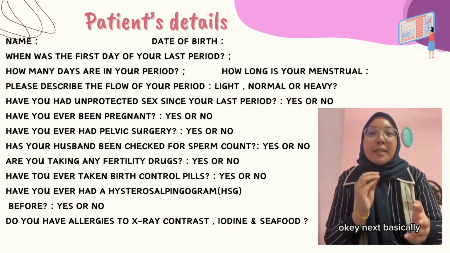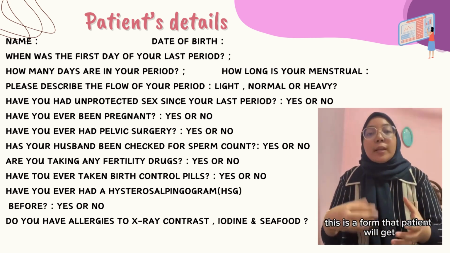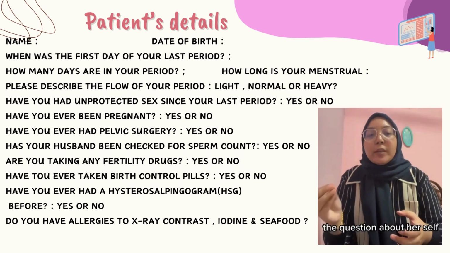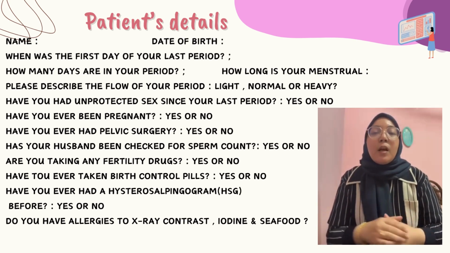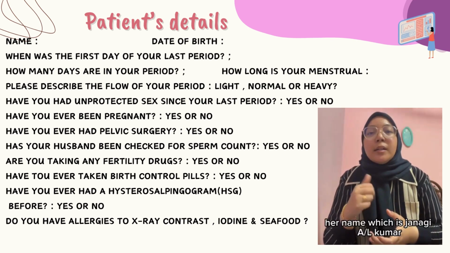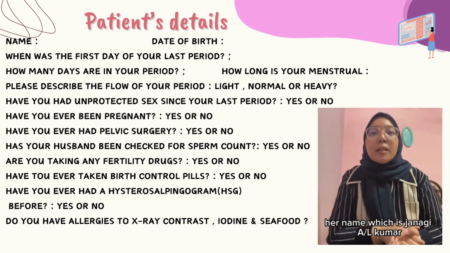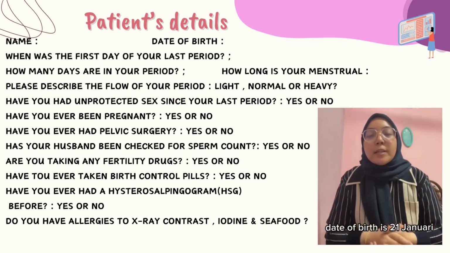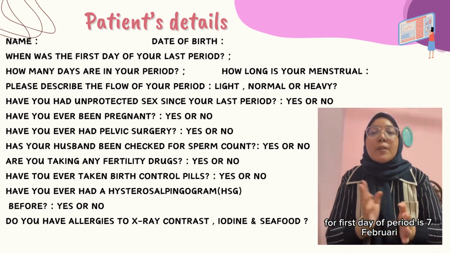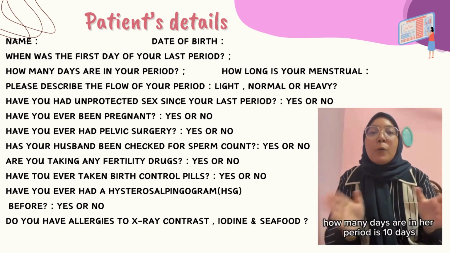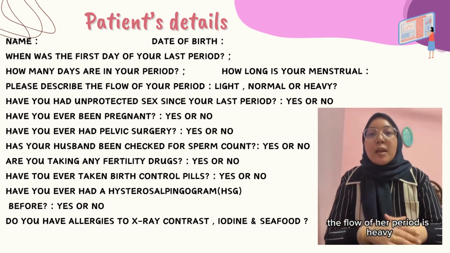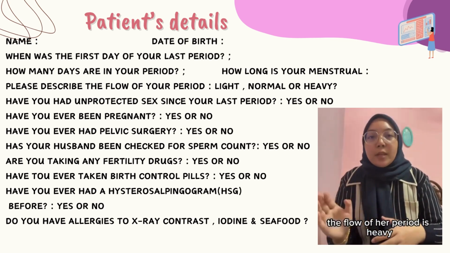Okay, next, basically this is a form that the patient will get before the procedure starts. She needs to fill in the questions about herself. The questions in the form are her name, which is Janagi, daughter of Kumar. Date of birth is 21 January 1988. Her first day of period is 7 February. How many days are in her period is 10 days. The flow of her period is heavy.